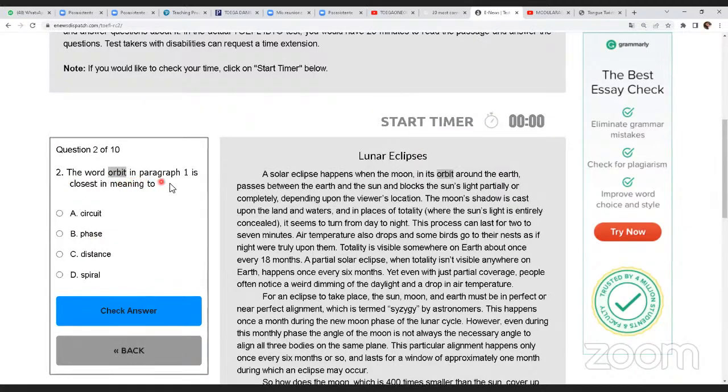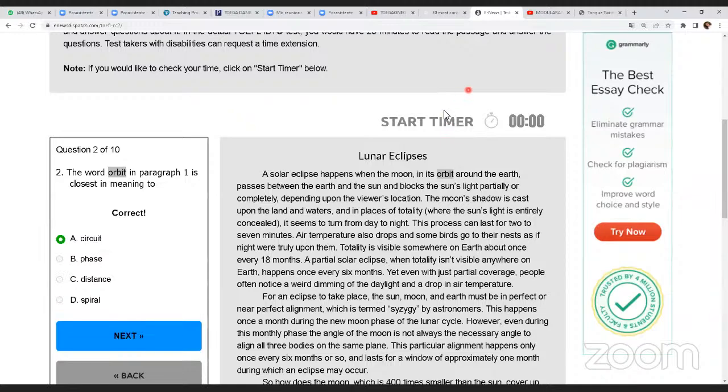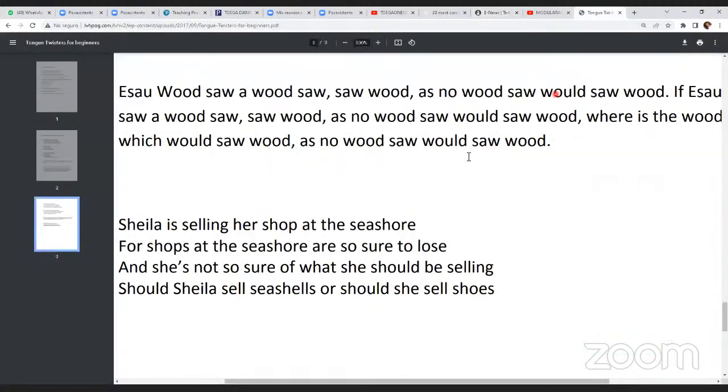The word orbit in paragraph 1 is closest in meaning to circuit, phase, distance, or spiral. What do you think? I think it's spiral. Well, not spiral. Yes, circuit. All right. Yes.